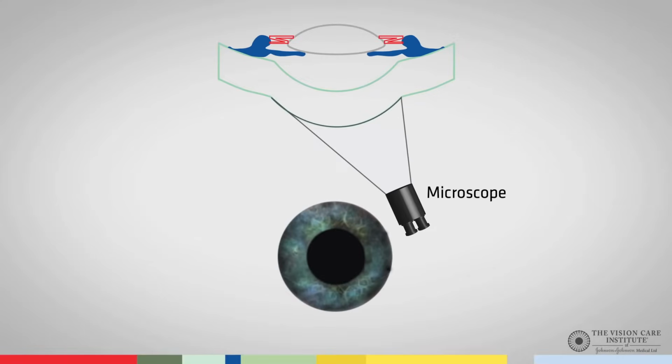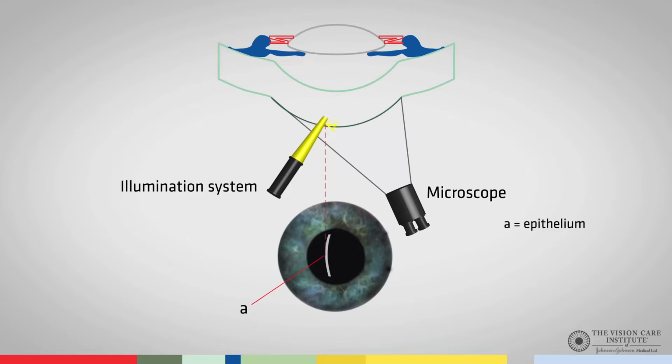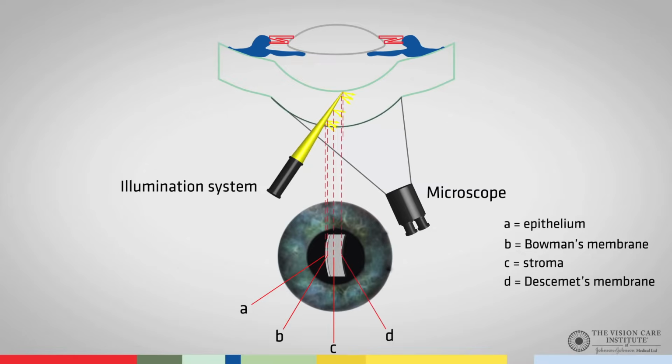This diagram shows what layers will be visible. Starting on the left and on the same side as the illumination system will be the epithelium, followed by Bowman's membrane, followed by the thickest portion, which is the stroma, and then Descemet's membrane, and finally the endothelium on the right.